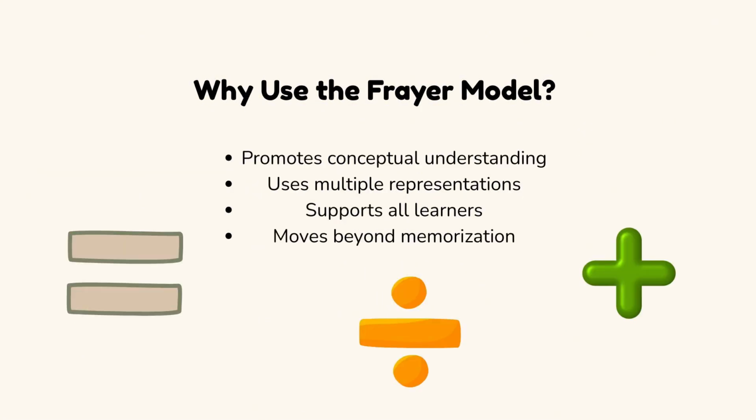The Frayer Model promotes conceptual understanding by helping students think more deeply about math vocabulary. It uses multiple representations, such as words, examples, and visuals, which supports how students learn best. It also supports all learners and moves students beyond simply memorizing definitions to actually understanding concepts.